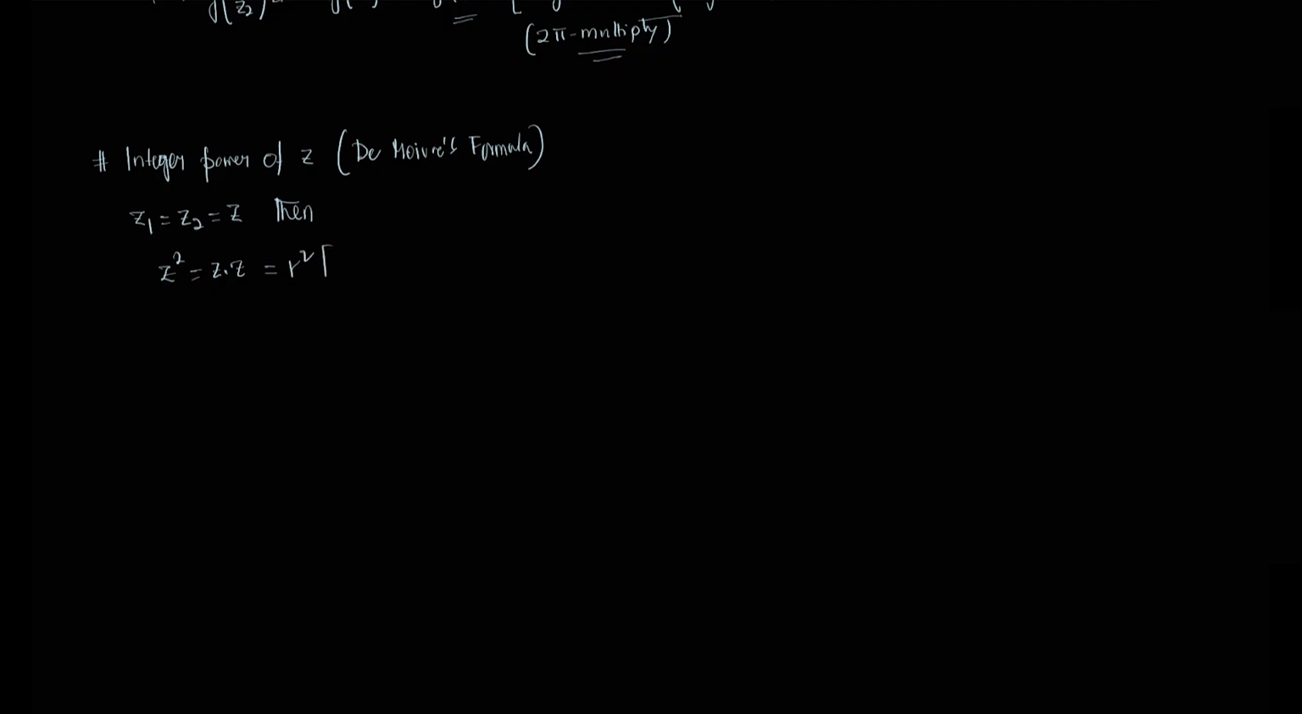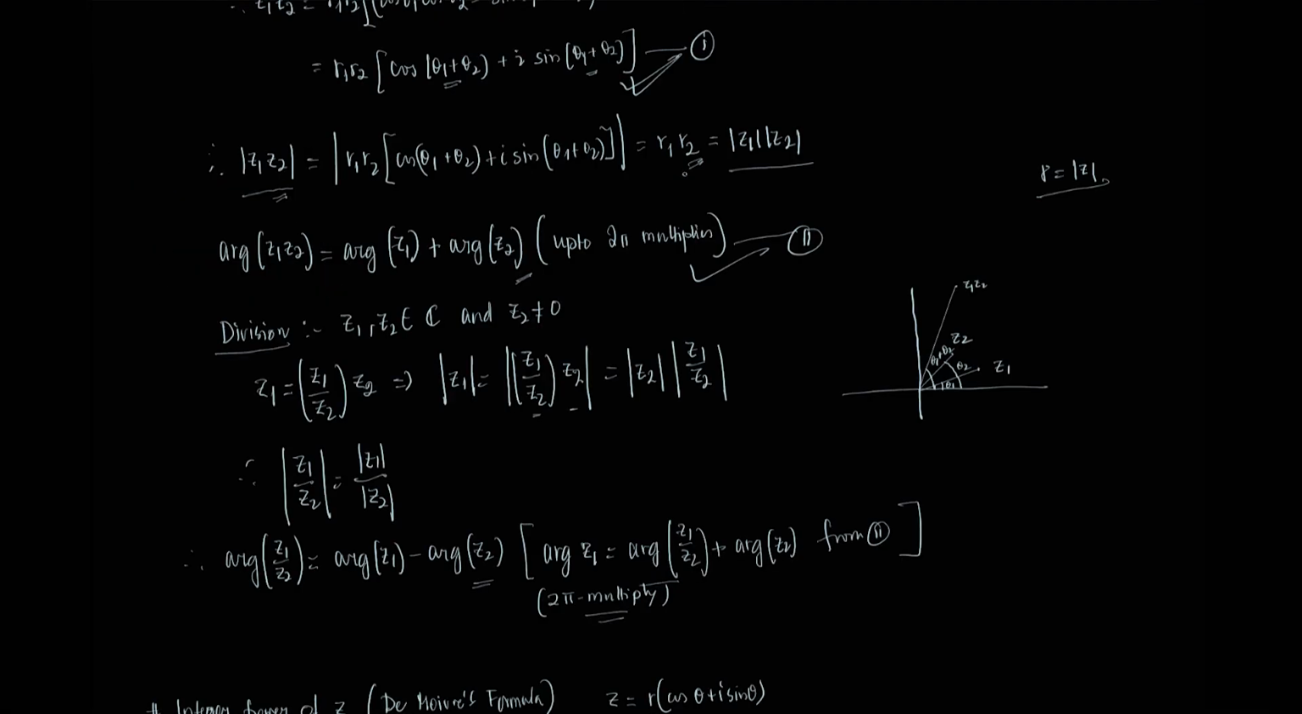And then what happens to this argument? Let's say the argument here is theta. So essentially, let's say z is r cosine theta plus i sine theta. We start with this. So for z square, it is the mod of z times mod of z. You see here, r1 times r2, and r1 and r2 are the same, so r1 times r2 is r square.